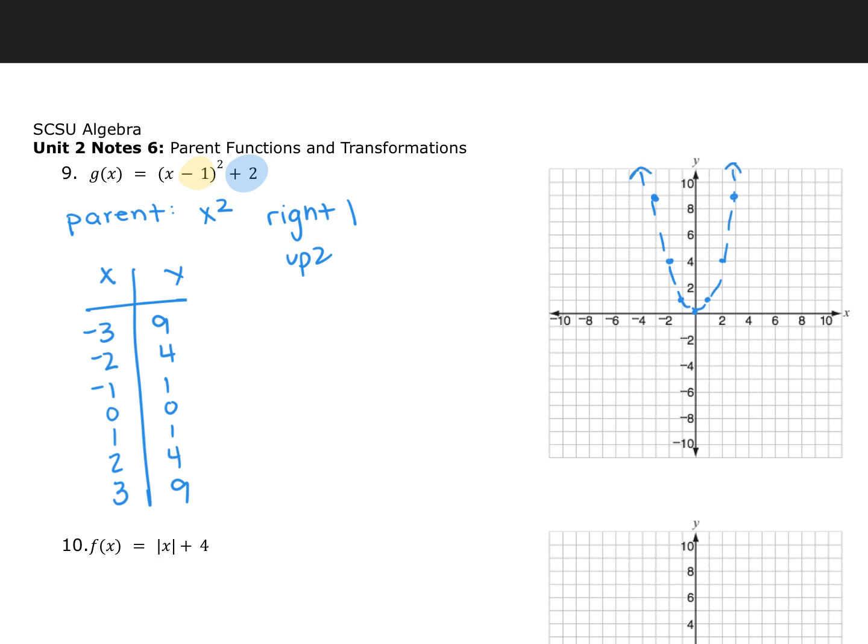So I'm going to put my pen on original, and I'm going to go right 1, up 2. Right 1, up 2. Right 1, up 2. And I'm going to plot all those points. Here's my new translated function. Same shape, just shifted over.